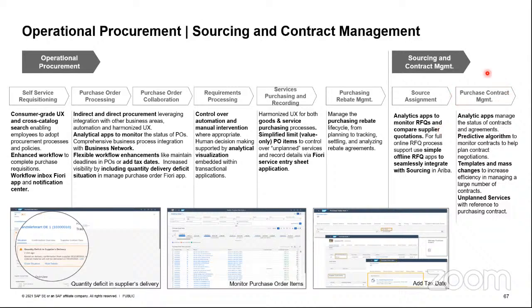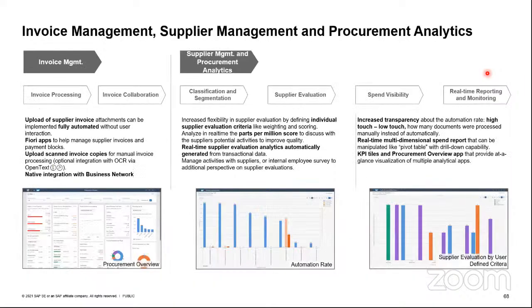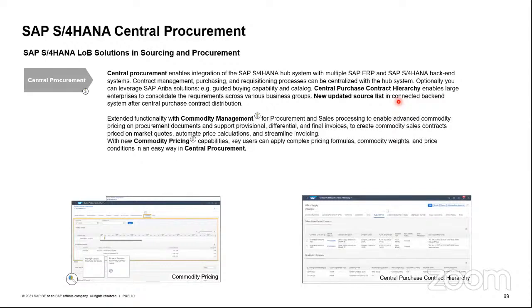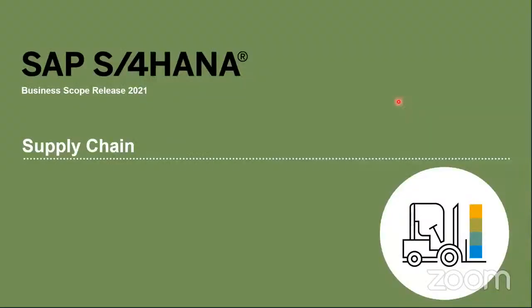You have purchase contract management, and when you come to invoice management, the invoice processing continues. You have invoice collaboration, again, depending on whether you're using Ariba. You also have OpenText support, like you had earlier for optical character recognition and invoice workflows that are more detailed than what is available in the core, right? And then supplier management, procurement activities, classification, supply evaluation, spend visibility, all of that also continues with enhanced Fiori support. Central procurement, I'll move ahead unless there are questions. I'll move on to supply chain.